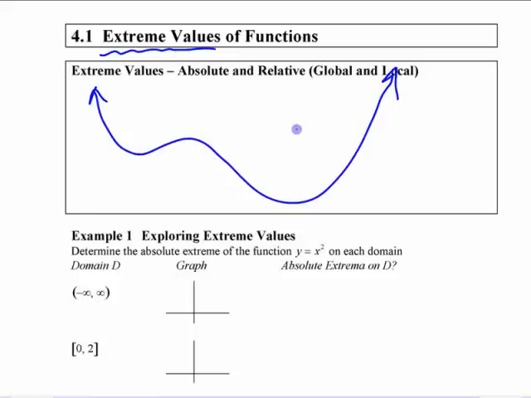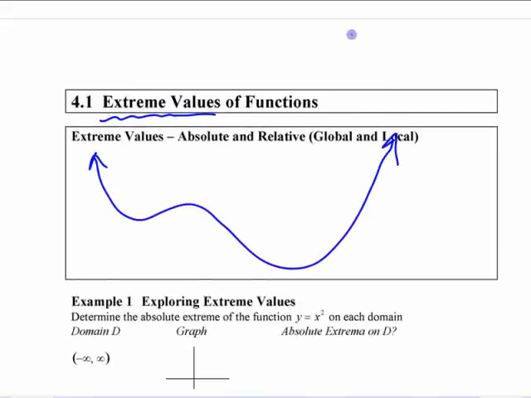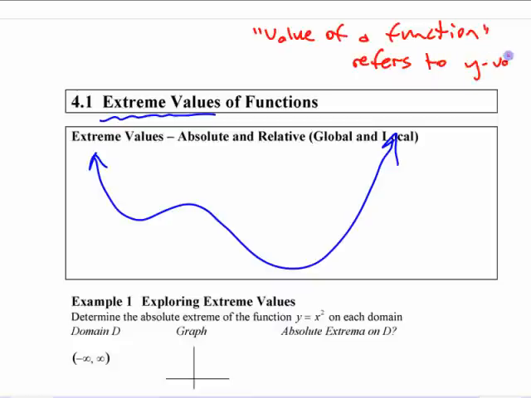There are some extreme values here. When we talk about the value of a function, we're talking about the y values. When you say what value does this function have? The value of a function refers to y values, right? Not the x values.